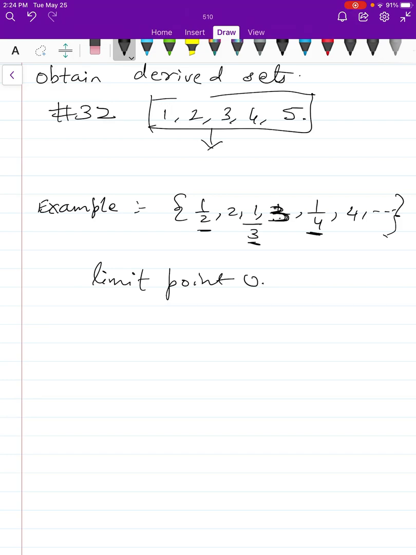Therefore, I say that boundedness is not necessary. It's a sufficient condition. Once you see a sequence or a set which is not bounded, it doesn't mean that it does not have a limit point.